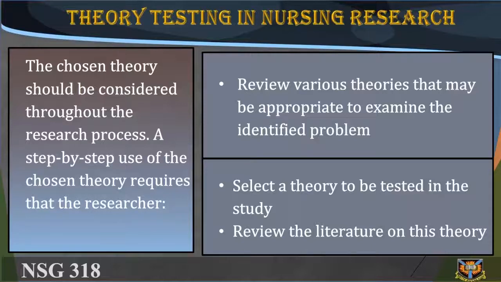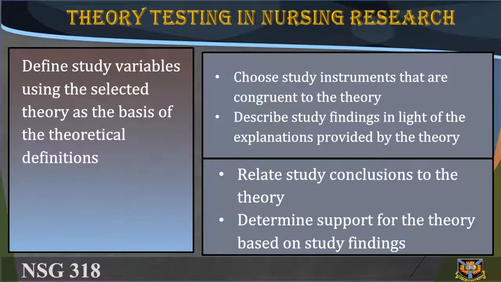A step-by-step use of the chosen theory requires that the researcher review various theories that may be appropriate to examine the identified problem. Select a theory to be tested in the study. Review the literature on this theory. Develop study hypotheses or research questions based on a proposition or statement from the theory. Define study variables using the selected theory as the basis of the theoretical definitions.